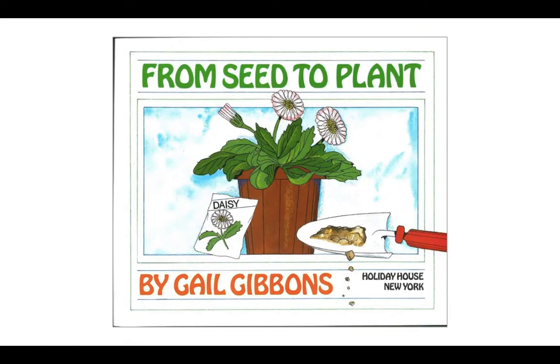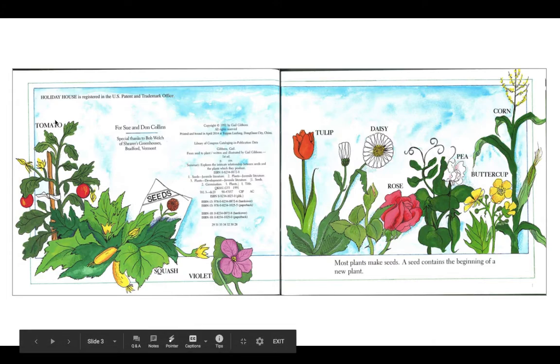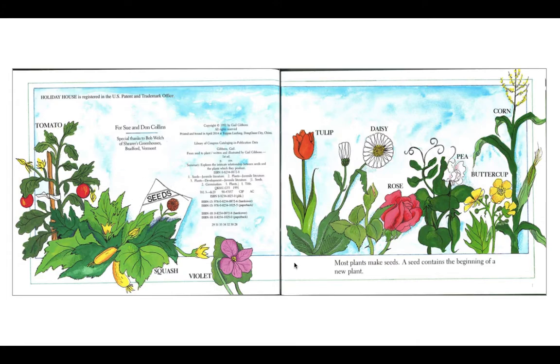From Seed to Plant by Gail Gibbons. Most plants make seeds. A seed contains the beginning of a new plant. And here we have images of lots of different plants: tulips, daisy, rose, pea, buttercup, corn, violet, squash, tomato. Here's a package of seeds.